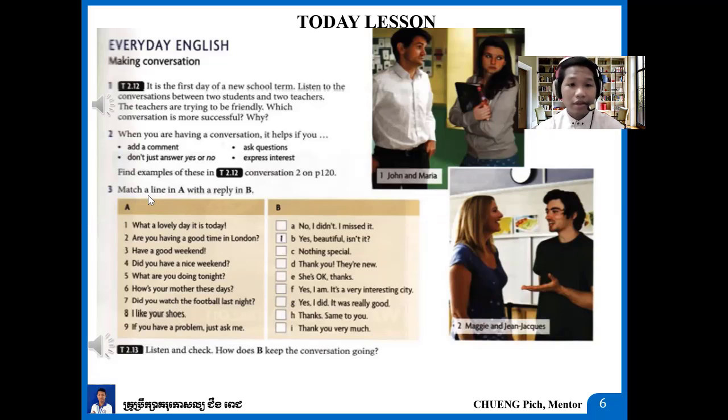So we move to number 3 here: match a line in A with a reply in B. Here are the lines, we can say 9 lines, questions and statements, and these are the responses. The first one has been done for us. What a lovely day it is today. The answer is: yes, beautiful, isn't it? How about number 2? Are you having a good time in London? So what should be the answer? Okay, it's letter I. It's a very interesting city.